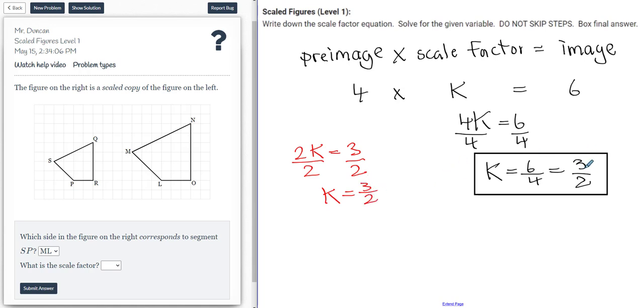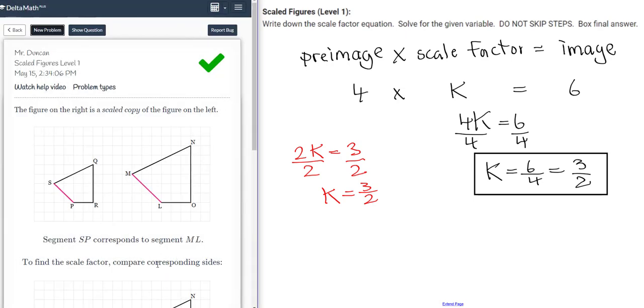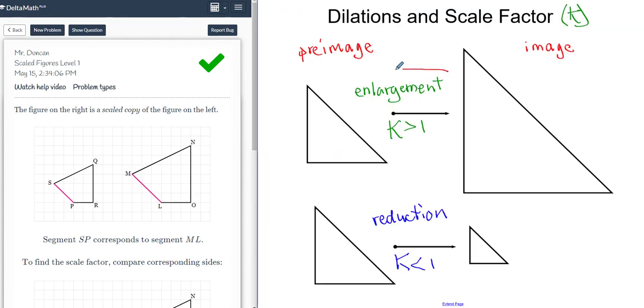So either way you have it. My suggestion would be look for horizontal or vertical corresponding lengths and then just use the shortest side that's quicker. So we'll answer this question and say what's the scale factor. So the scale factor for this is going to be 3/2. We got it. Okay, so obviously our K value was 3/2, and 3/2 is definitely an enlargement. So let's see if I can find one that has a reduction.